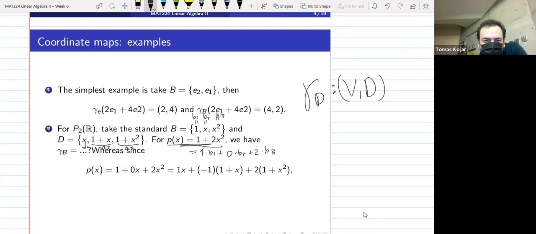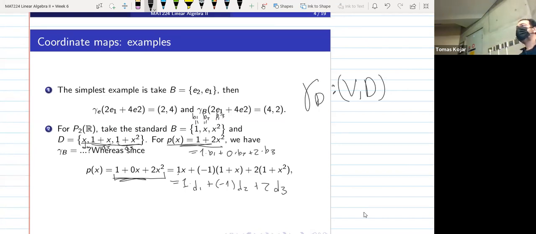So this is just calculus. I had to do some subtractions. We can go over them if you want, but the idea is you try to match this side to this. So I did that, and I get that this is 1d1 minus 1d2 and 2 times d3. Okay? Is that okay? Now you can put it in.